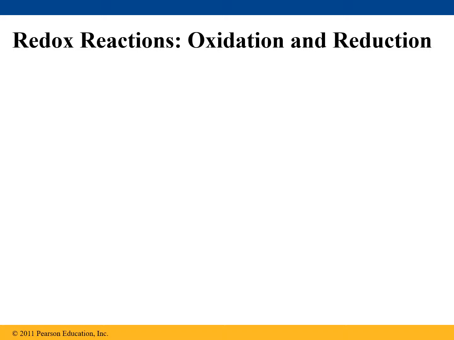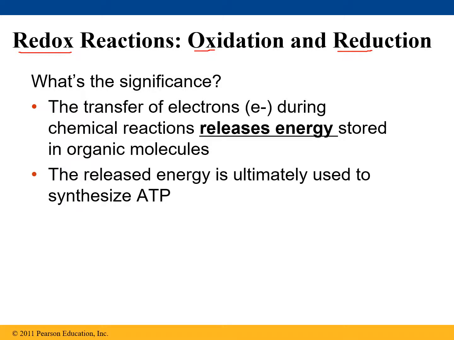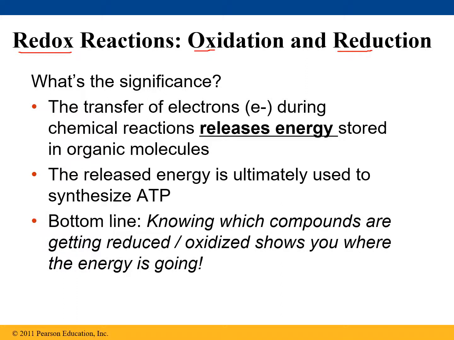So redox reactions get their name because something is always reduced and something is always oxidized. So redox: reduced, oxidized. The significance, why bother knowing these? If we follow this transfer of electrons, it's really that transfer that releases the energy that's stored in organic molecules. That released energy is ultimately used to make ATP. Bottom line is, if you know which compounds are being reduced and oxidized, that'll show you where the energy is going.